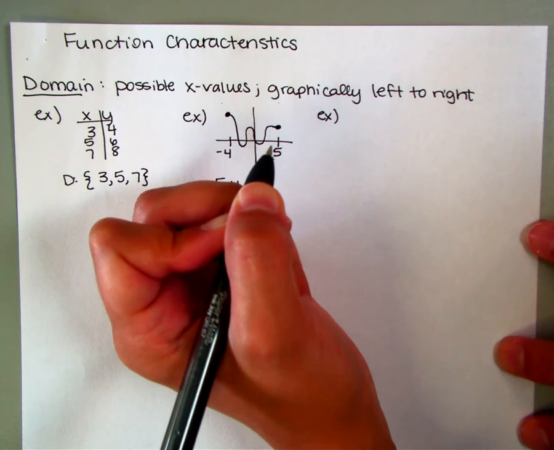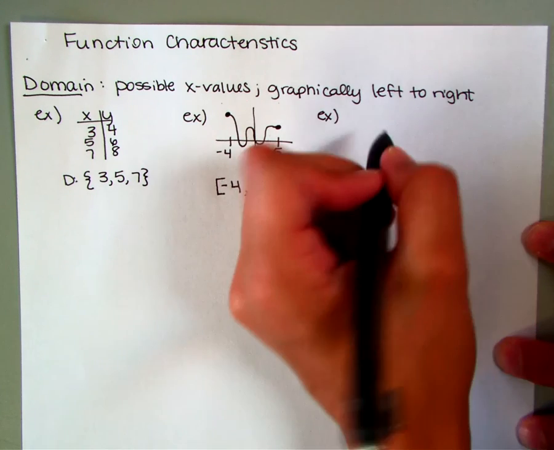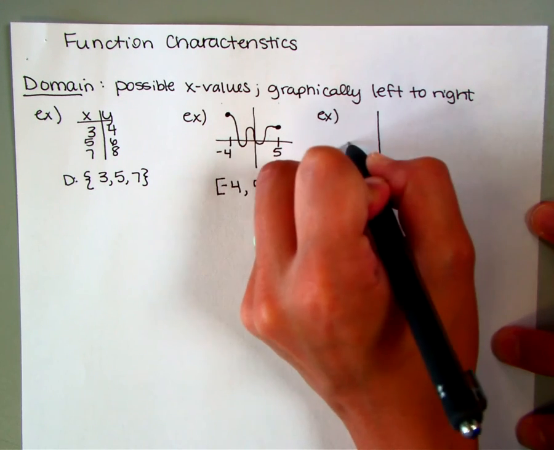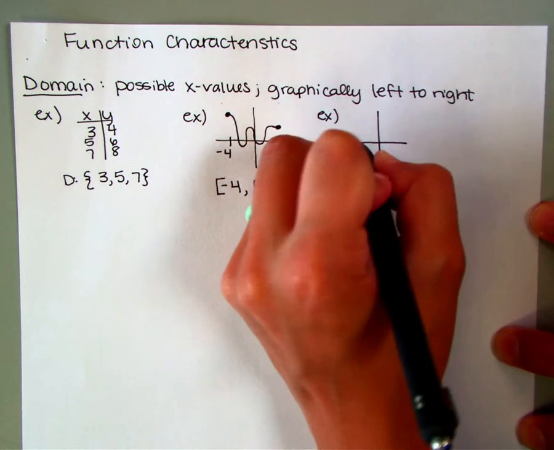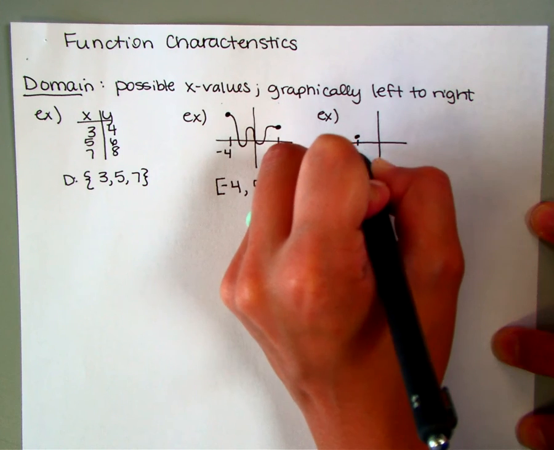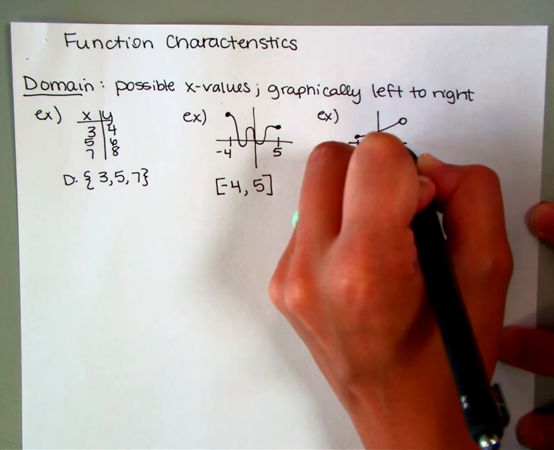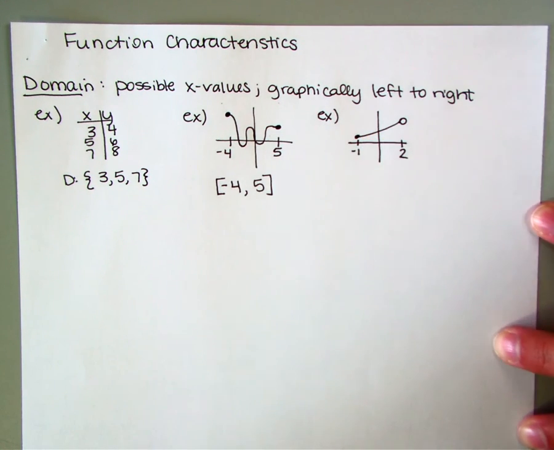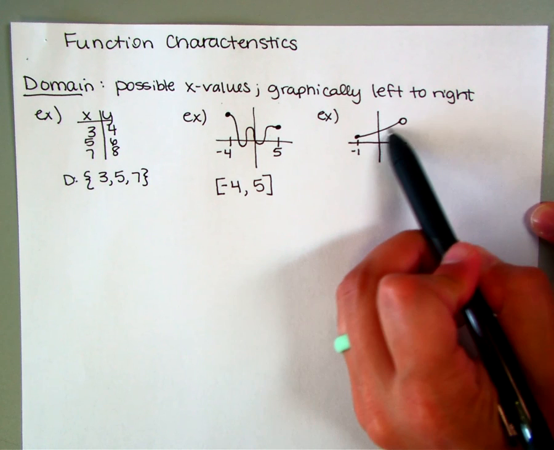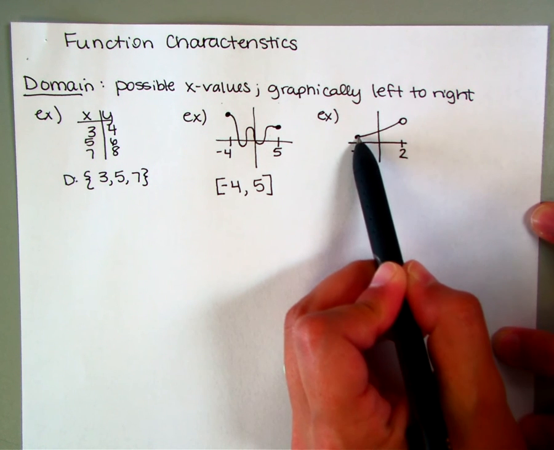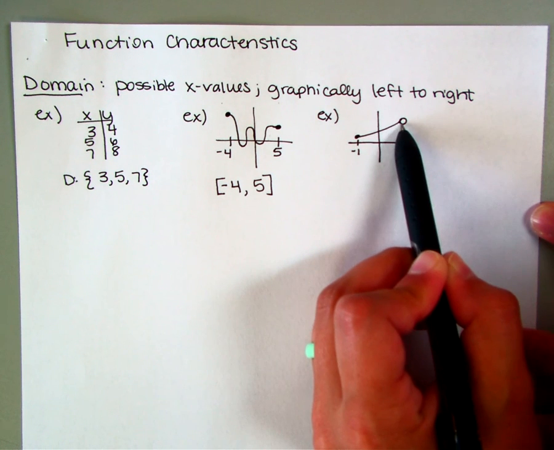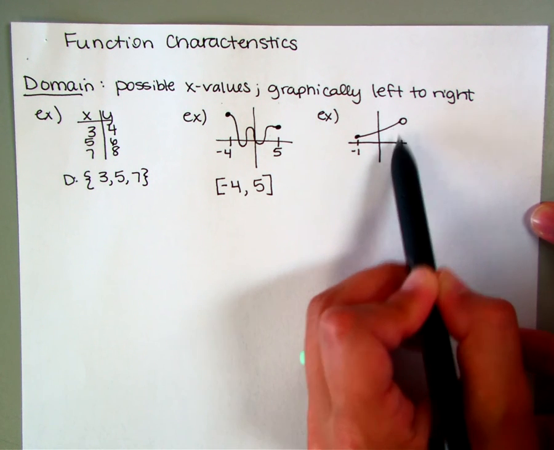So then another example, we'll say this is -1, and it goes all the way to 2. And so this is also a continuous function. It has a definite starting point, and it does have a definite ending point, but it doesn't actually reach this 2.